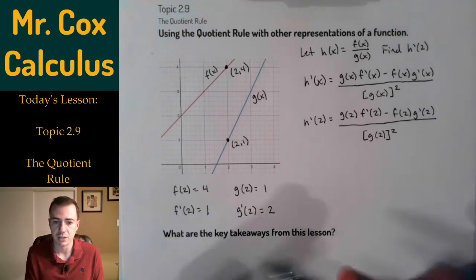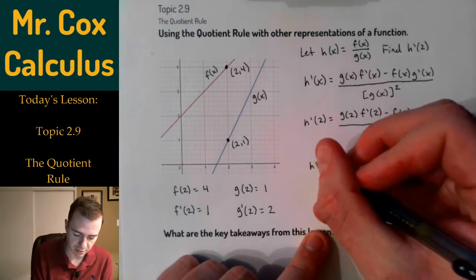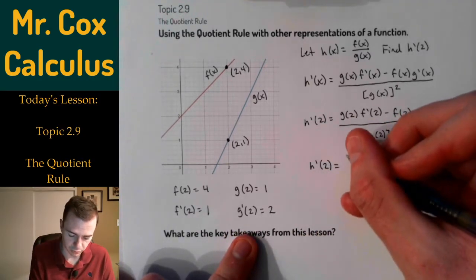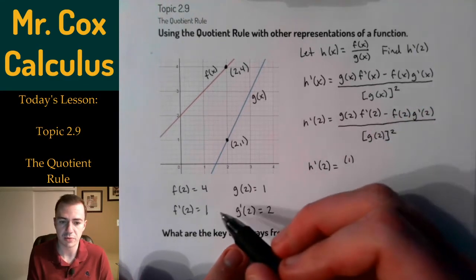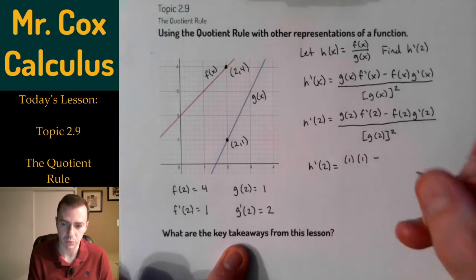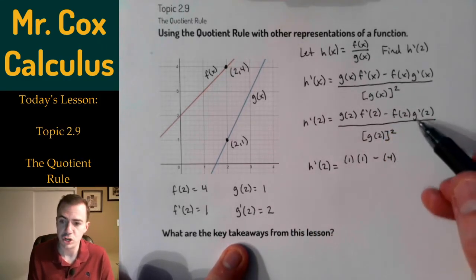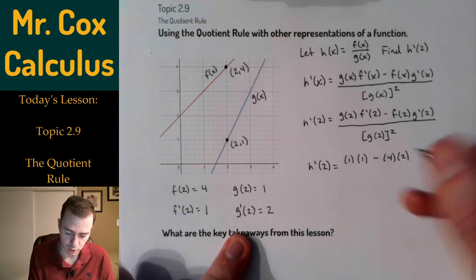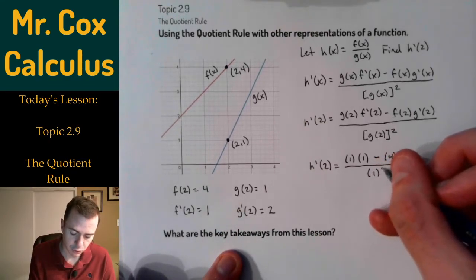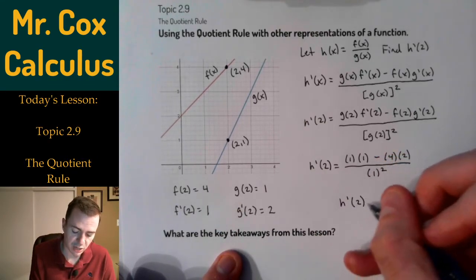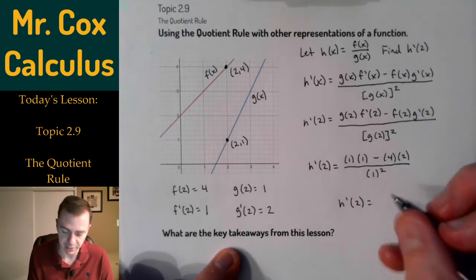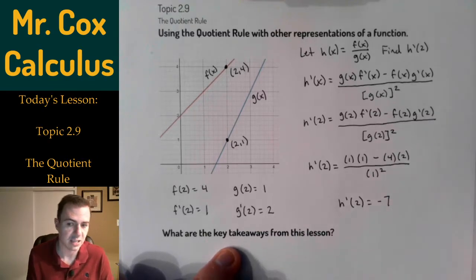linear function. So now I can go back and substitute these in and say h prime of 2 is equal to, all right, g of 2 is 1, f prime of 2 is 1, minus f of 2, which is 4, g prime of 2, which is 2, and it's all over g of 2, which was 1, squared. And so if I do the computation on this, the denominator there is going to be equal to 1, and this ends up being 1 minus 8, and so h prime of 2 is equal to negative 7.